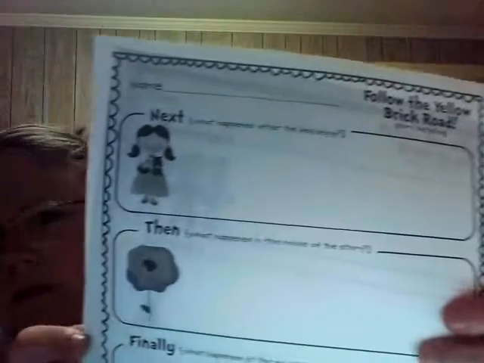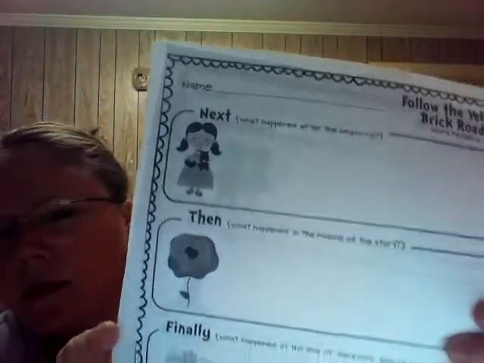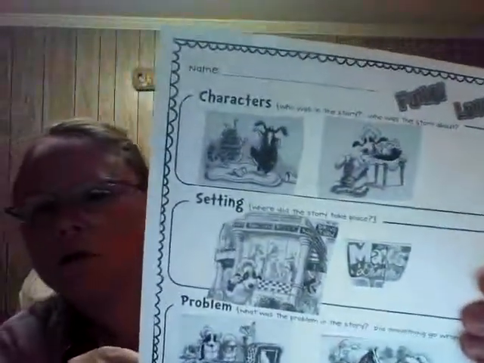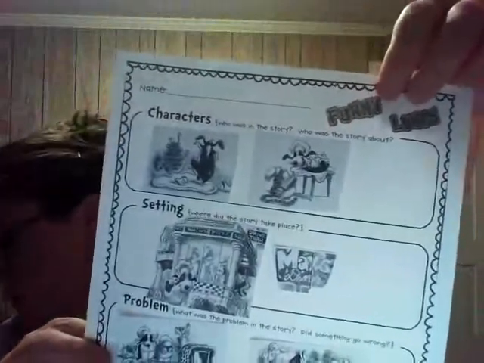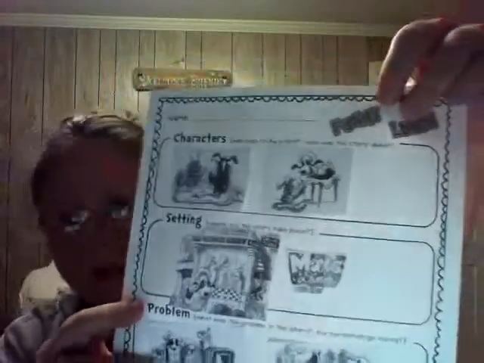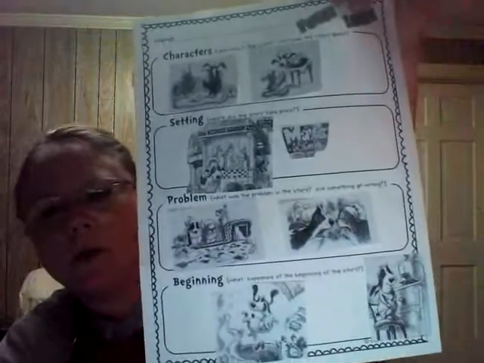It also has, you can see it says next, and that's part of the plot, what happened after the beginning. Each part of the story elements is on these worksheets. So what I did was I took and modified them to fit my story. I made a copy of the title and put it up here instead of Follow the Yellow Brick Road. I just used the funny lunch title, and I did this, which is the character, setting, problem, beginning.